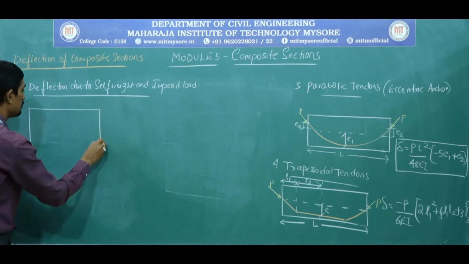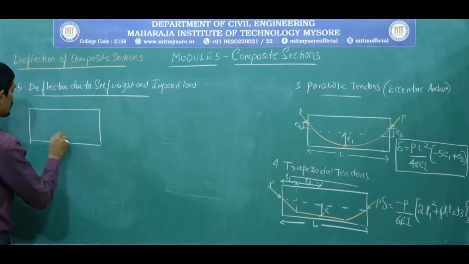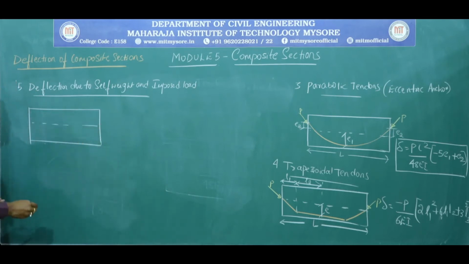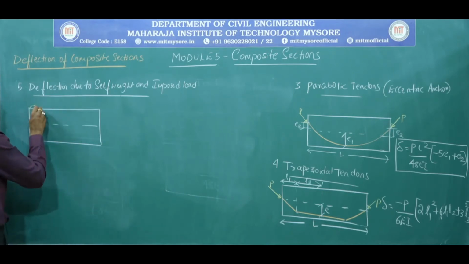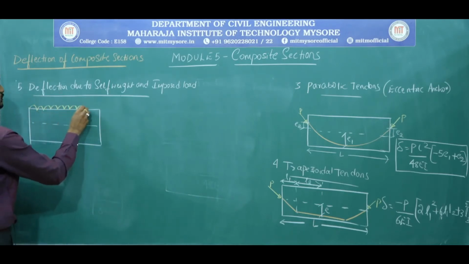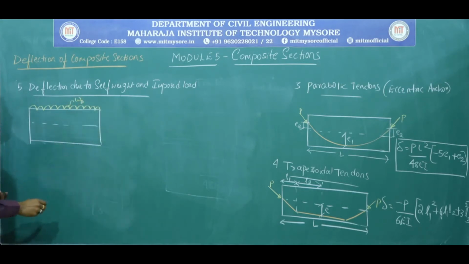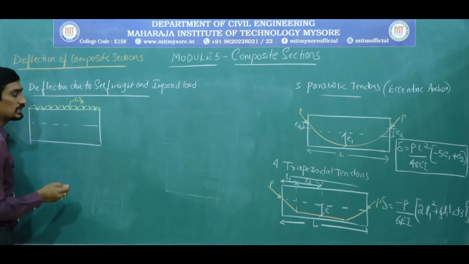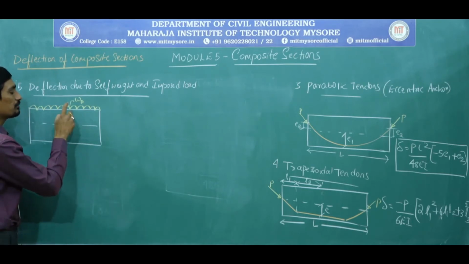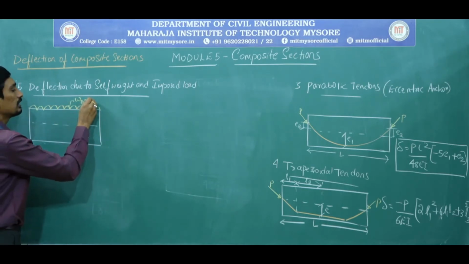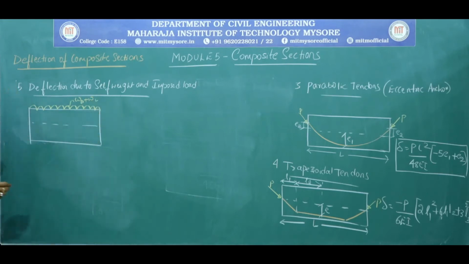So this is the PSC beam. Now I am not going to show the cable, so mainly I will concentrate on the external loads. Let me subject it to a load like this. Now the very interesting thing I need to consider here is, if it is subjected to the external load, then both the live load and the dead load will be UDL.